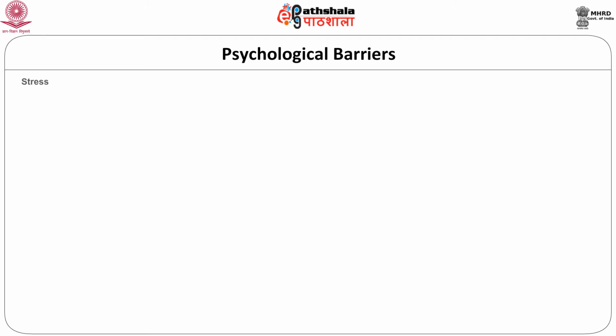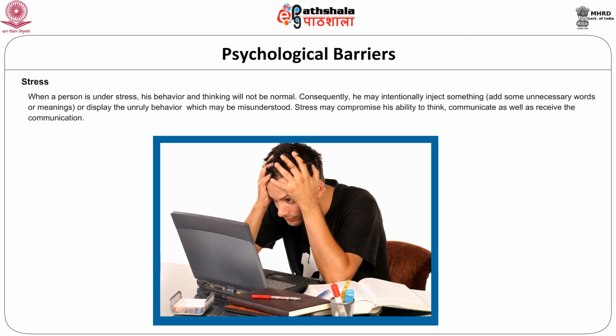Number 1 is stress. We all know when a person is under stress, his ability to communicate may be different. If he is under stress, his behavior and thinking will not be normal. So consequently, he may intentionally inject something or add some unnecessary words or meaning or display some unruly behavior which may be misunderstood by the receiver. Stress thus may compromise his ability to think, to communicate as well as to receive the message.